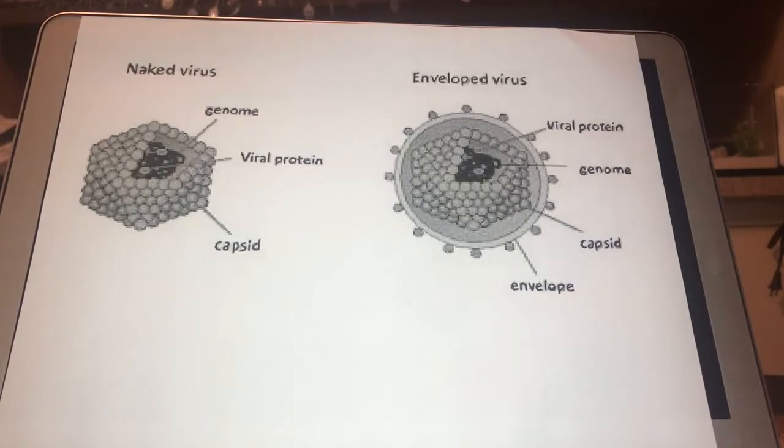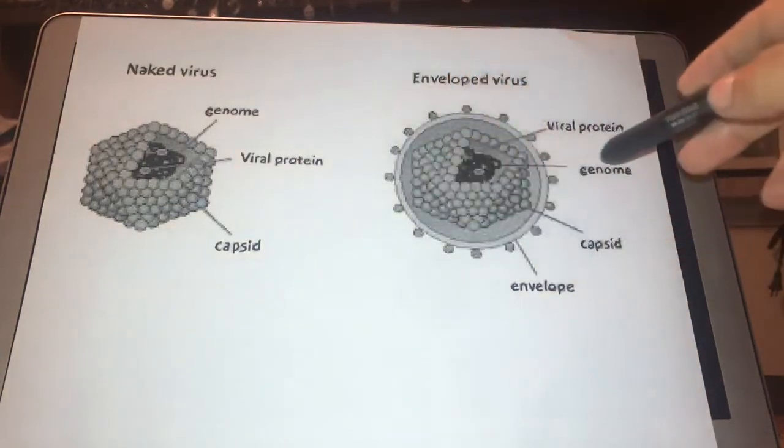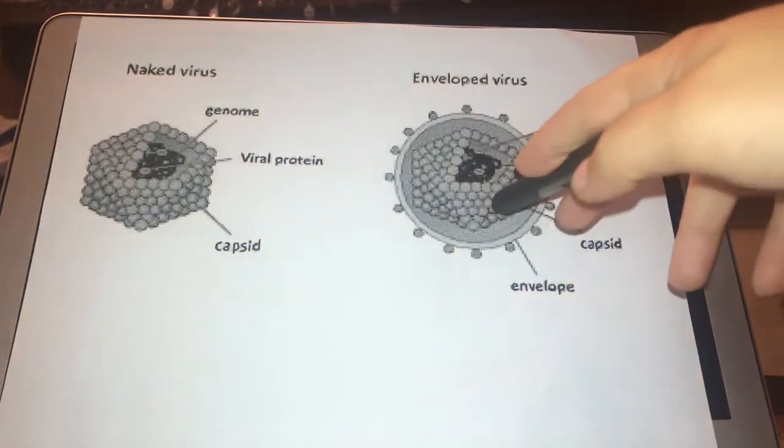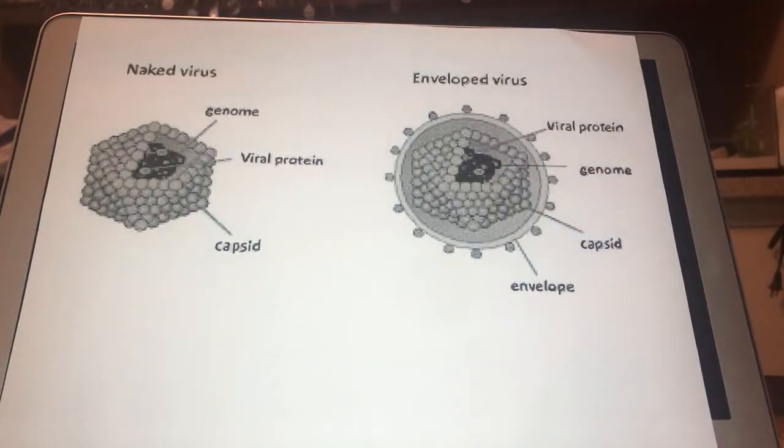The capsid just provides extra protection for when it enters into a host cell. Viruses that only have the protein capsid for protection are considered naked or non-enveloped. Enveloped viruses are a little different because they have this biological membrane that surrounds the capsid and the viral genome. The biological membrane is made up of lipids and proteins.